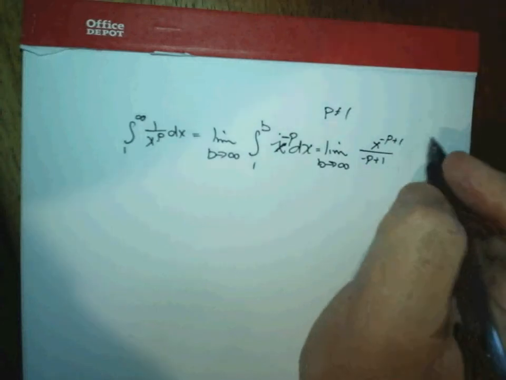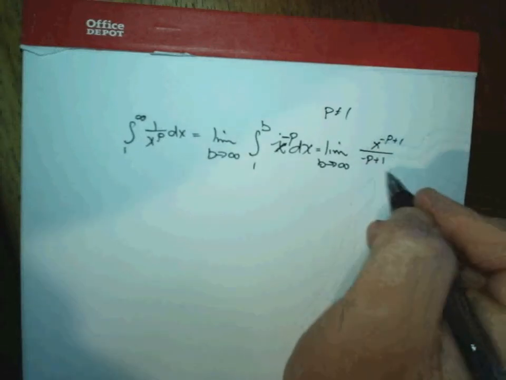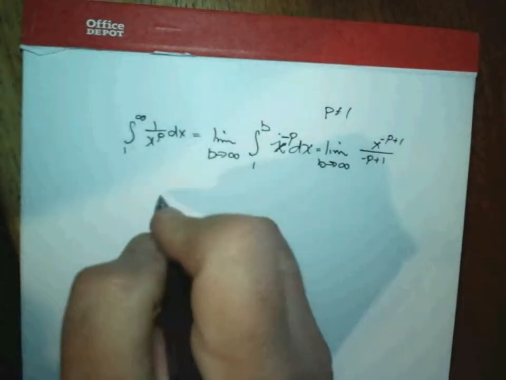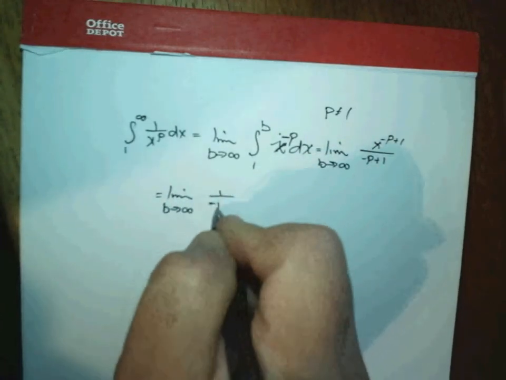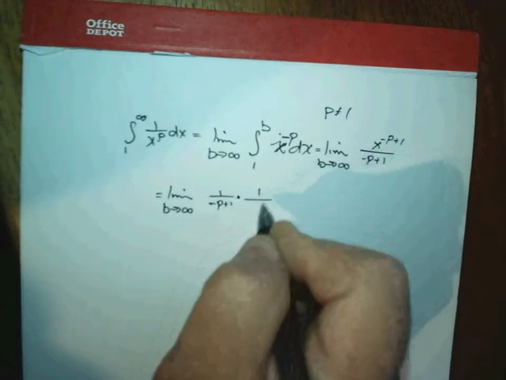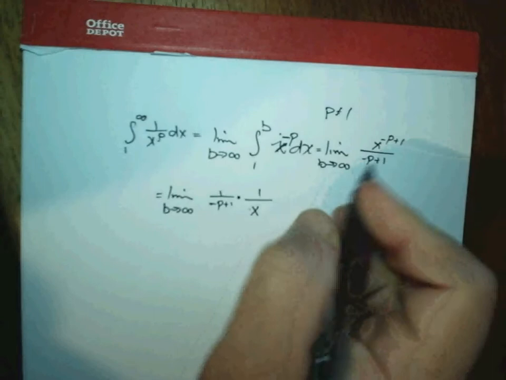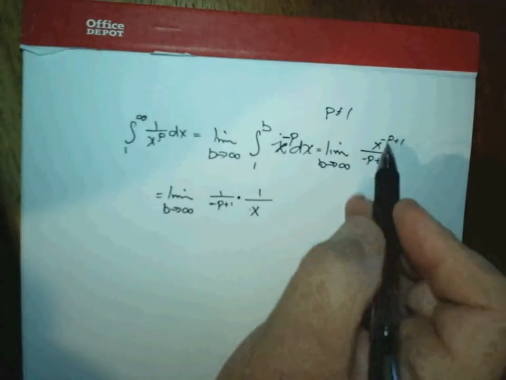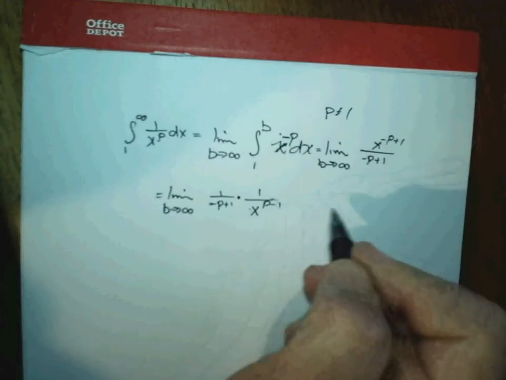Now, to analyze this limit, let me take this into the denominator. So this x to the negative p plus 1, I want it in the denominator. And the way I do that, of course, is to negate its power. So negative p plus 1 negated becomes p minus 1.